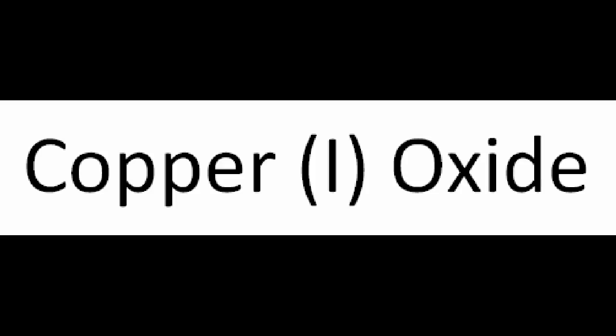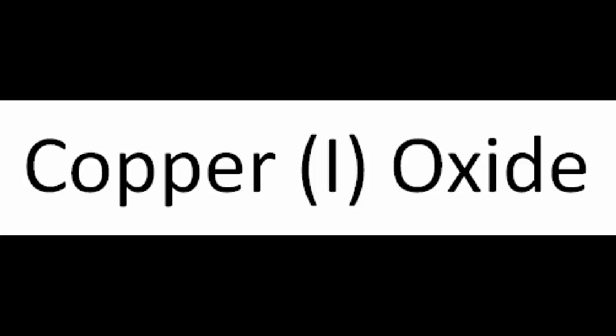So for example, what is the formula of copper 1 oxide? First, identify the symbols of the cation and anion. Copper is Cu and oxide is O. Second, identify the charge for each and place it above the symbol in parentheses. For copper 1, that will be +1, and for oxide, that will be -2. Third, balance the positive and negative charge.